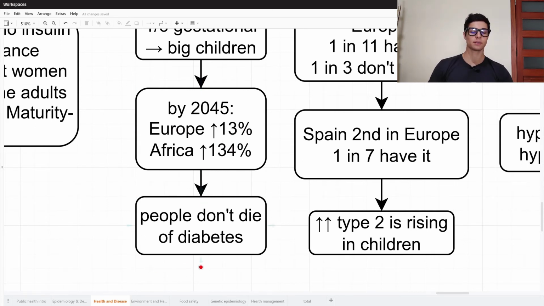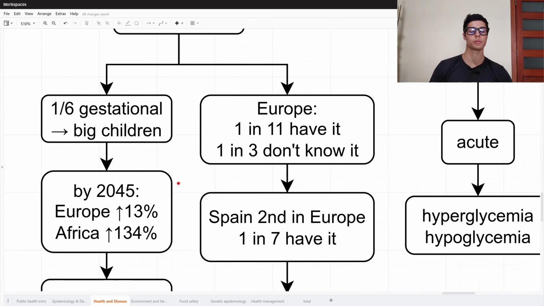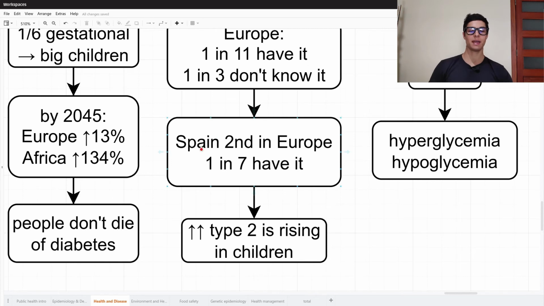One thing that stands out: people don't die of diabetes. People die because of the things they get when they have diabetes. That's important to remember. So in Europe, we have these numbers. 1 in 11 have it. 1 in 3 don't know it. And there is a country, which is Poland, in which 60% of people that have diabetes don't know it. That's incredible. Spain is the second country in Europe, and 1 in 7 have it.